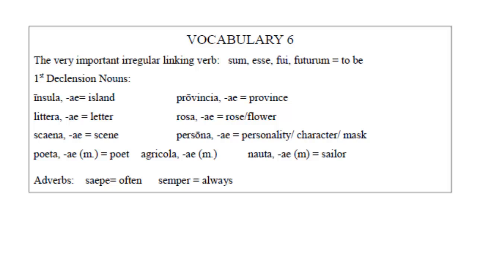So one more time through. Insula, island, provincia, province, littera, letter, rosa, rose or flower, scena, scene, persona, personality, poeta, poet, agricola, farmer, nauta, sailor, and saepe means often, semper means always.